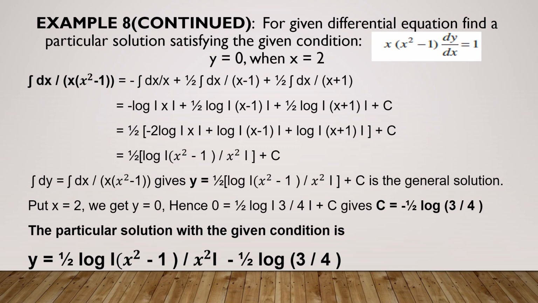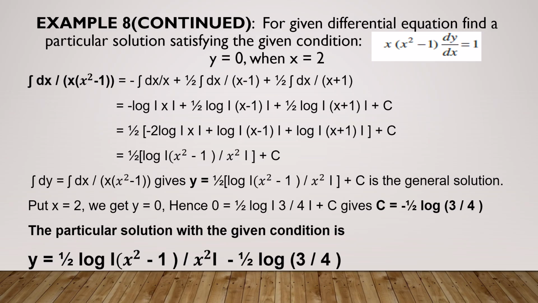So when I take half outside, it will be minus 2 log mod x plus log of mod of x minus 1 plus log of mod of x plus 1. Now as I told you just previously, log of x minus 1 plus log of x plus 1, that is log of x minus 1 into x plus 1, which is log of x square minus 1, minus 2 into log x, that means it is minus of log x square.